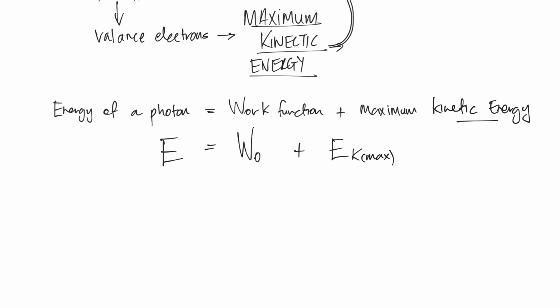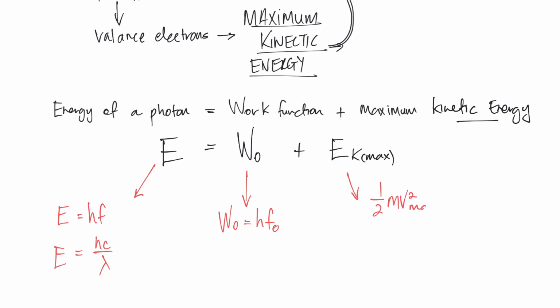Now, each of these things has its own formulas. For example, for the energy of a photon, I have E is equal to hf, and I have E is equal to hc over lambda. So that's one. For the work function, the formula is W0 is equal to hf0. And for EK, I have the formula of half mv squared max.